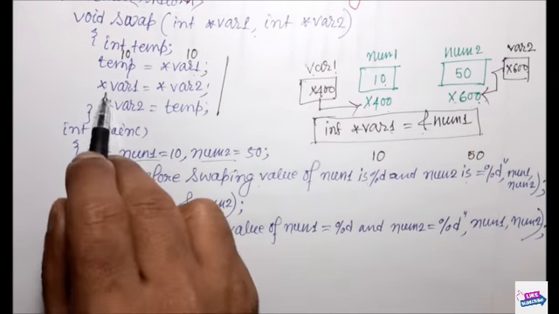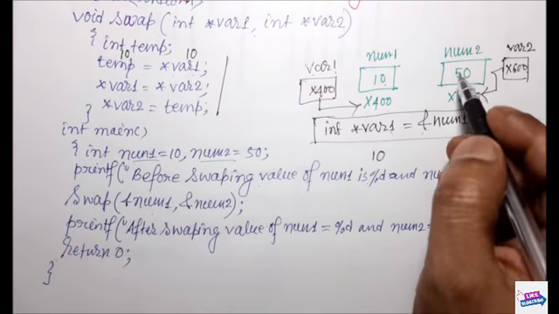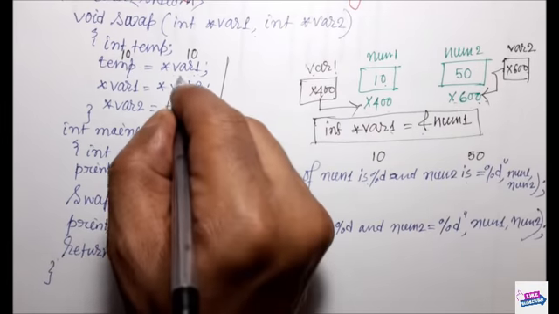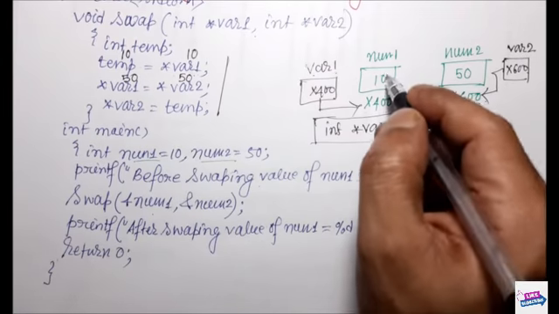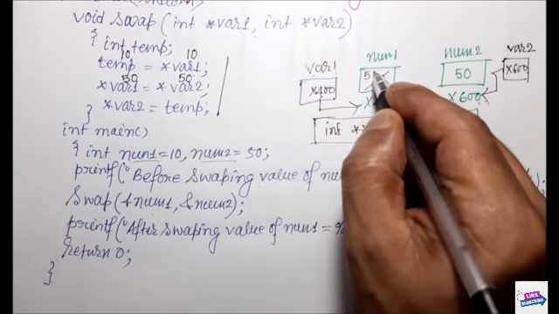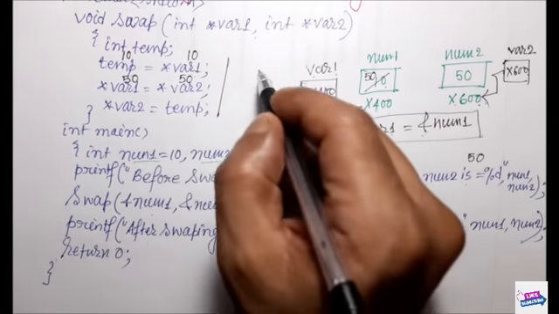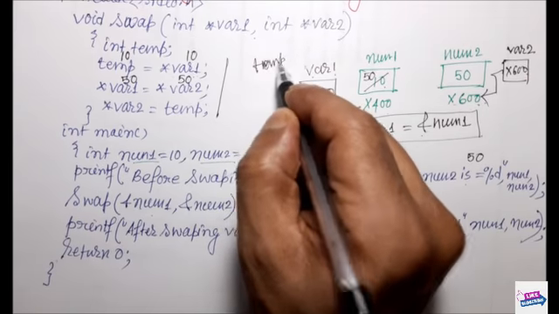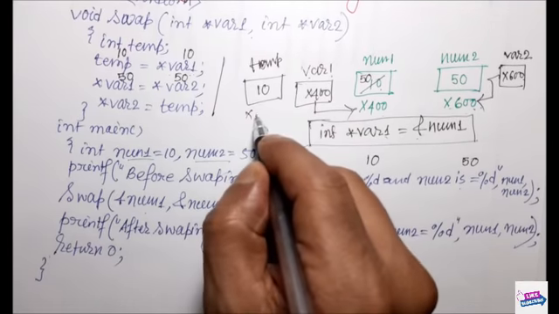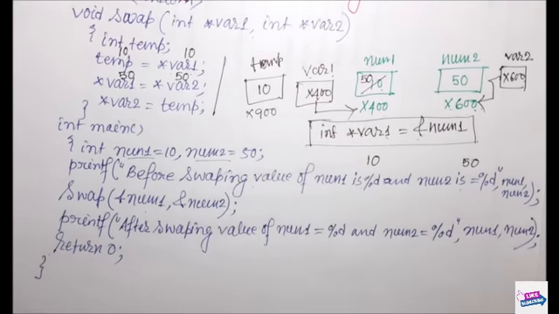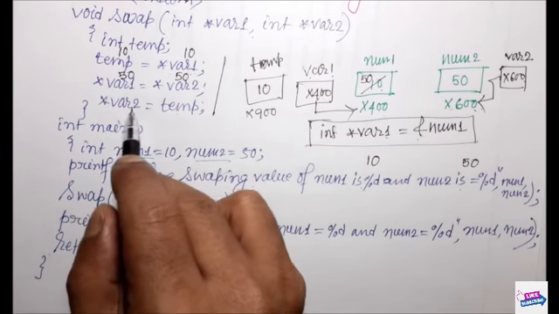And star var1 equal to star var2. So star var2 means 50. So 50 will be assigned to this variable var1. Okay, so the value will now be changed to 50, right? Now changed to 50, and temp is another variable whose value is 10 right now, and it may have an address, you may consider. And then star var2 equal to temp.